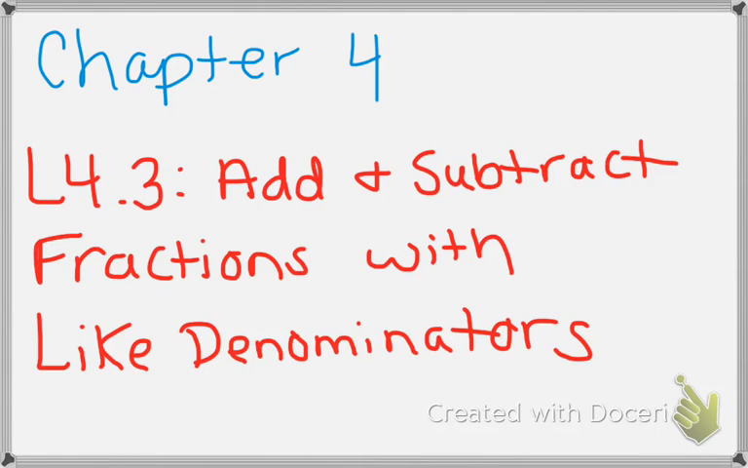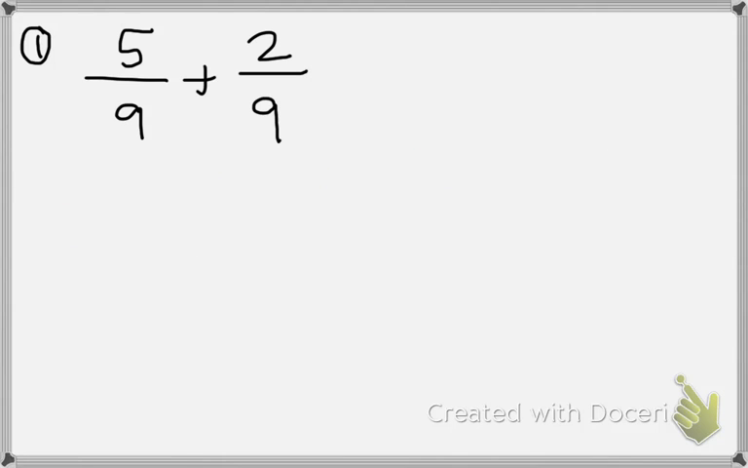Okay, this is Chapter 4, Lesson 4.3, Add and Subtract Fractions with Like Denominators. Okay, so example number 1, we have 5 over 9, 5 ninths plus 2 ninths.